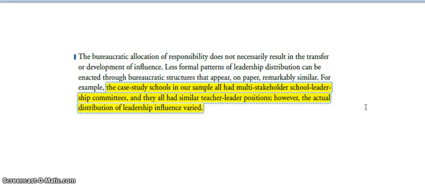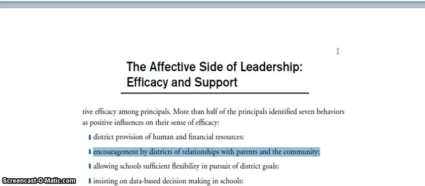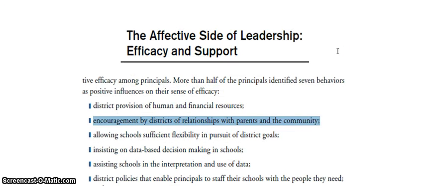But we have to recognize that one of those key stakeholders we've got to be concerned with are our students. We are going to be leaders of them, but we have to think of them more as stakeholders more so than followers per se. When I talked about the effective side of leadership, efficacy, and support, and again, we talked briefly about Dura. You'll learn a little bit more about him next in the 609 class. But again, you see encouragement by districts of relations with parents and communities and getting those parents in there and the communities as a part of that.